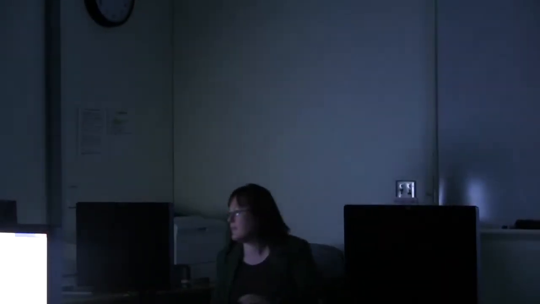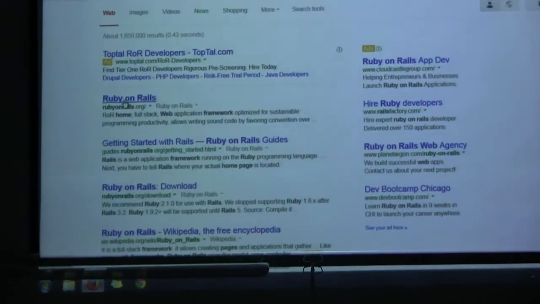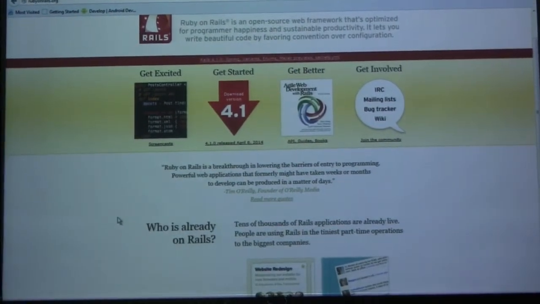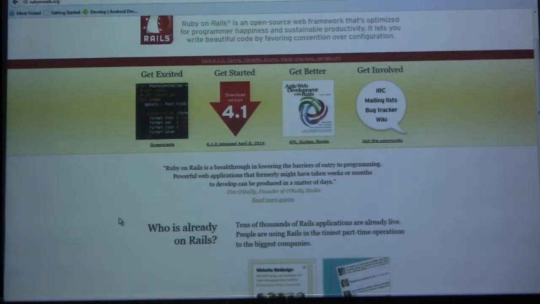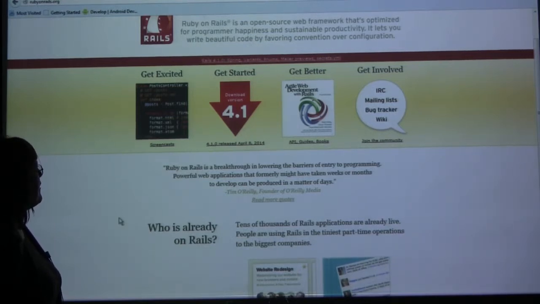let's see if I can show you something here. Okay, this is a popular one. It's an open source web framework that is optimized for programmer happiness and sustainable productivity. It lets you write beautiful code by favoring convention over configuration. This is probably one of the most popular frameworks. There's lots of them out there.